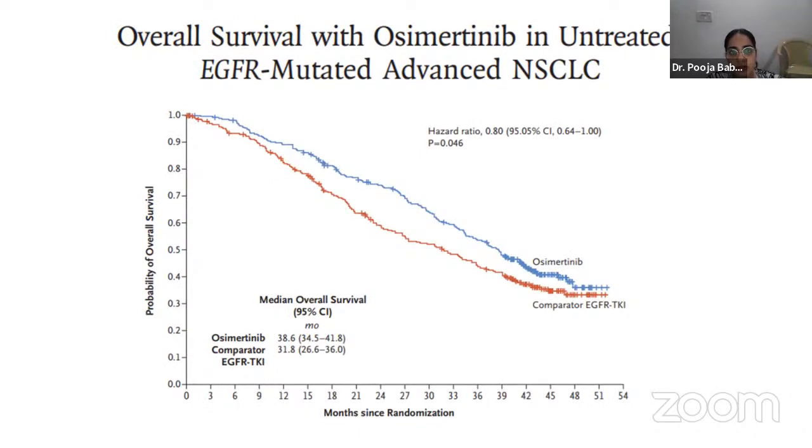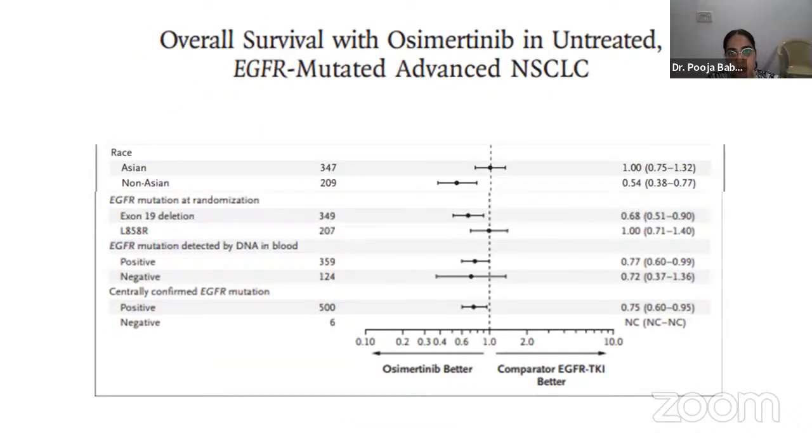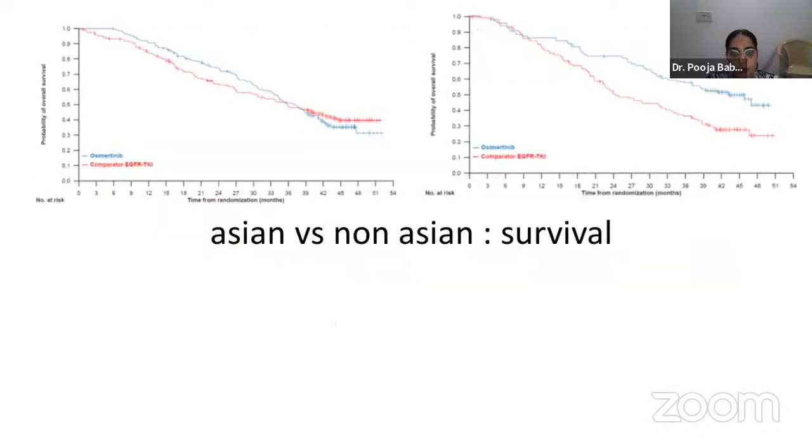Again, the overall survival slide shows a hazard ratio of 0.80. It has shown survival benefit in all the groups except the L858R mutation. As we know, this is a subgroup which has more co-mutations, almost 70% as compared to 40% in exon 19 deletion, a poor prognostic group. And most of the TKIs have not shown OS benefit in this particular subgroup.